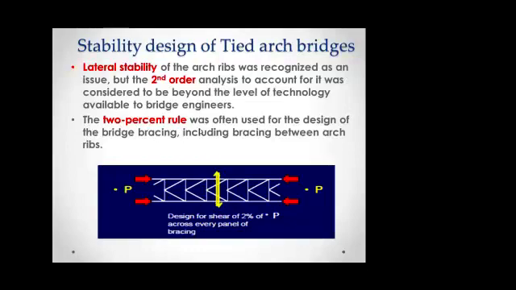So for the lateral stability, they used the 2% rule, and then they used the direct design method to design the bracing for the tied arch bridge, including bracing between the arch and the rib. So this is the implementation of the 2% rule, and then we have the direct method to withstand the lateral stability of the tied arch bridge.